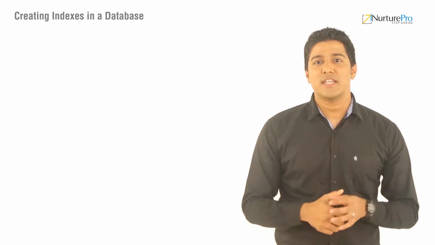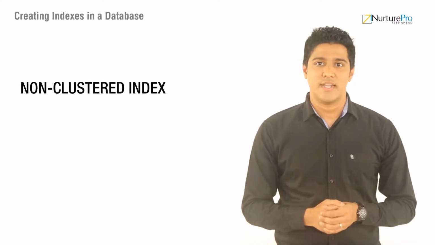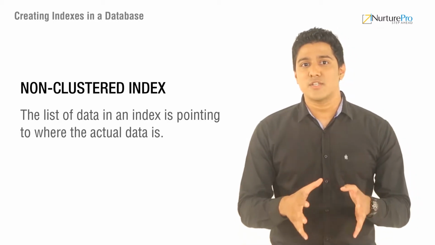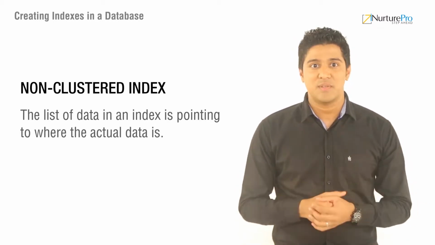This type of index is called non-clustered index, which means that the list of data in an index is pointing to where the actual data is. It is basically a pointer that tells you how to get to a particular set of data. So the way it works in a book is that you find a topic and it will tell you which page you will find the actual data.